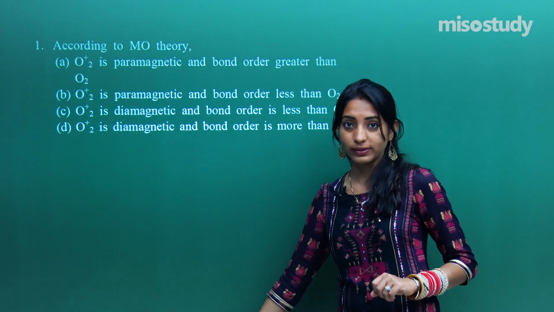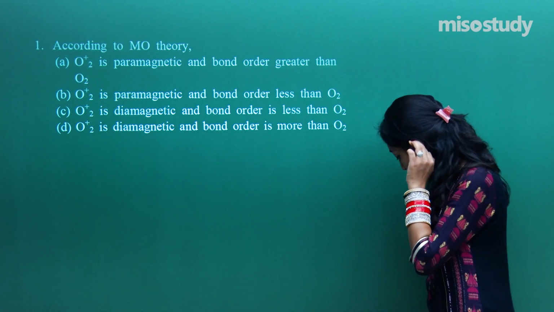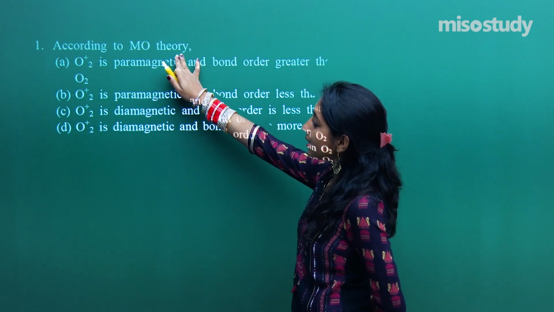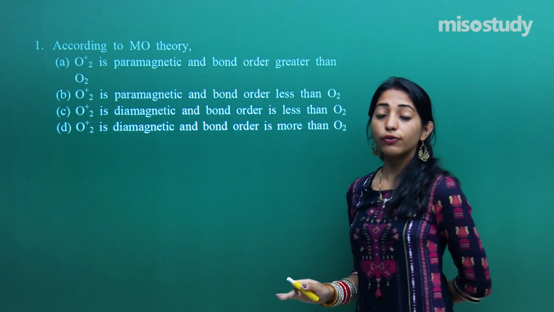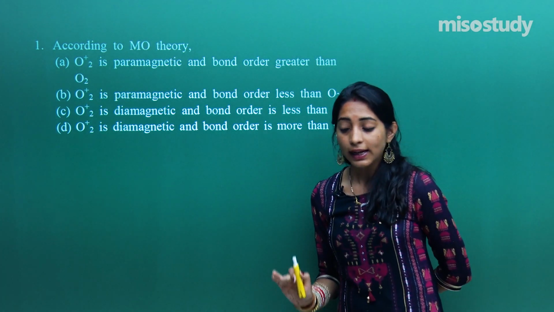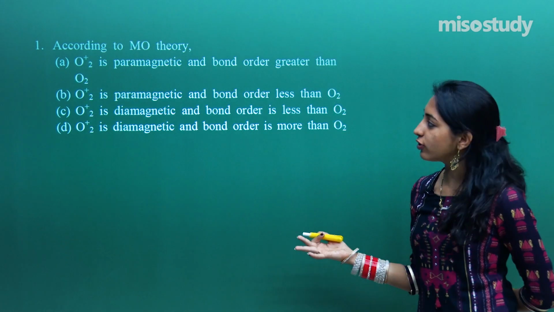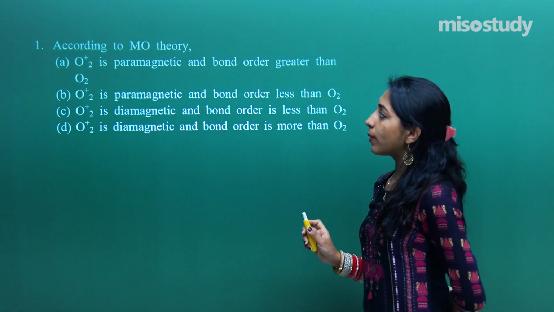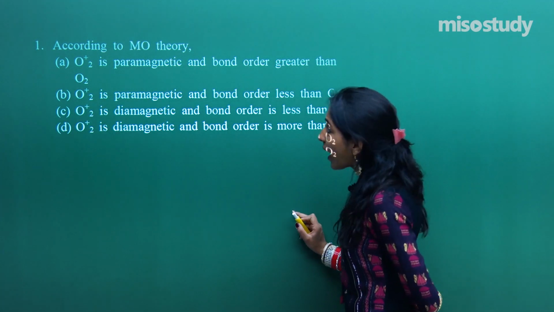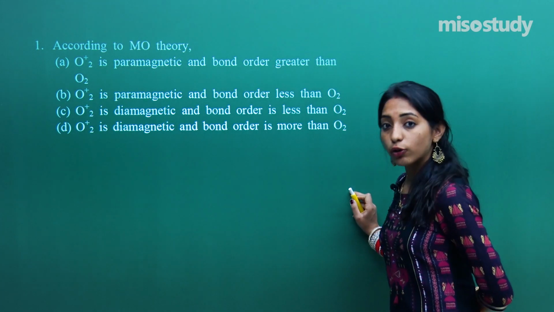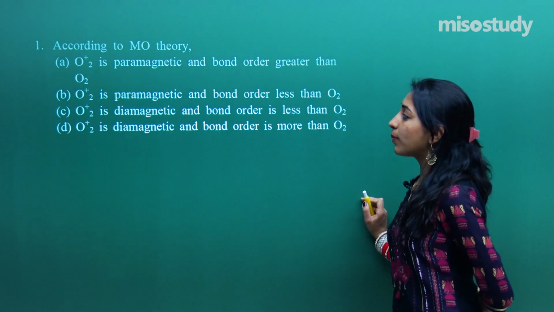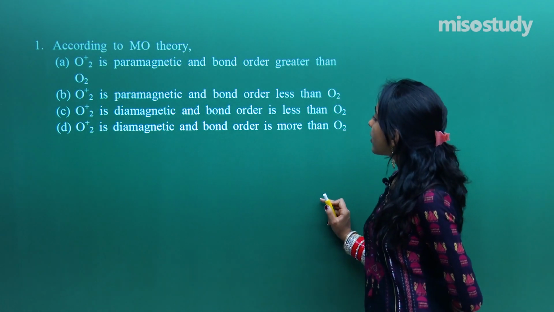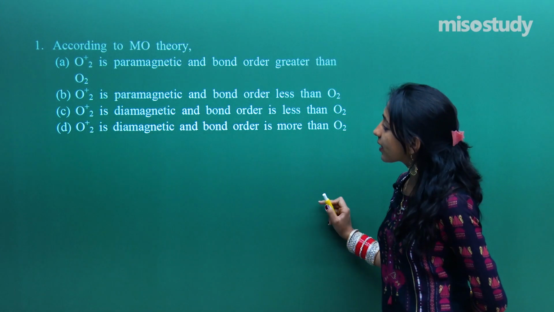Here on the board you can see our very first question. It says, according to molecular orbital theory, you need to tell which out of the 4 options will be correct. It's a single correct answer question. So first it says, according to MO theory, O2 positive is paramagnetic and the bond order is greater than O2. O2 positive is paramagnetic and bond order is less than O2. O2 positive is diamagnetic and bond order is less than O2, and O2 positive is diamagnetic and bond order is more than O2.